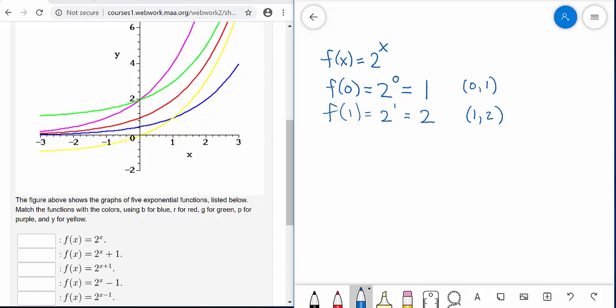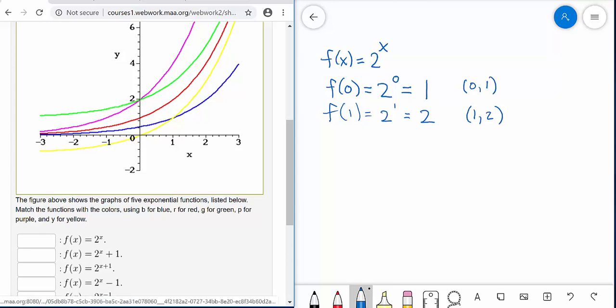Now when we look at the graph, we notice that the scale goes up by 2 here, and each one of these little dots is actually 1/5. So the vertical scale is not exactly that helpful. If we look on the red graph, we see that this point right here is at (0, 1). So the red graph right here is 2 to the x. So when I'm entering my answers, I'm going to put an R for red.